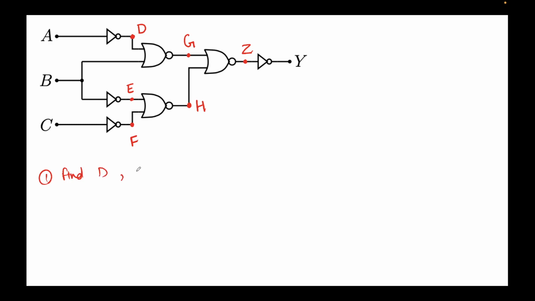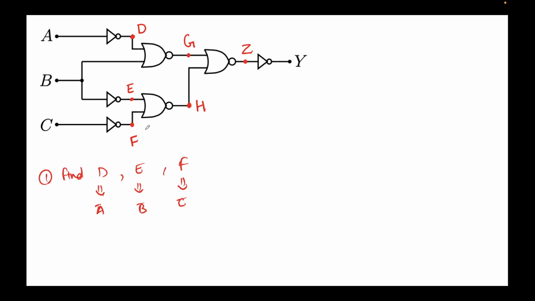Find D, E and F. Why I'm putting them together is that this is nothing but the negation of, so D is nothing but the negation of A, which is A bar. E is nothing but negation of B. You see B is coming here, so E will be nothing but B bar. F will be nothing simply but C bar. This is the negation of C. We have obtained D, E and F.